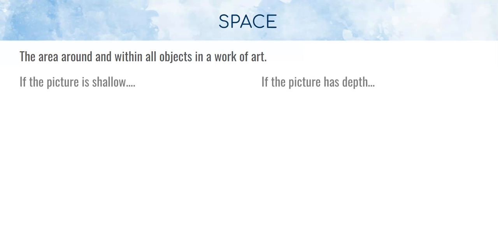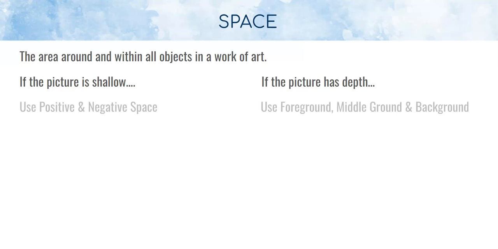Okay, so space is going to be the area in the artwork. Everything is space: inside your subject, outside your subject, all around your objects. If you have a shallow picture, it's going to be a different way of talking about space than if your picture has a lot of depth and detail in the distance. If it's shallow, we use positive and negative space. If it has depth, we use foreground, middle ground, background space.